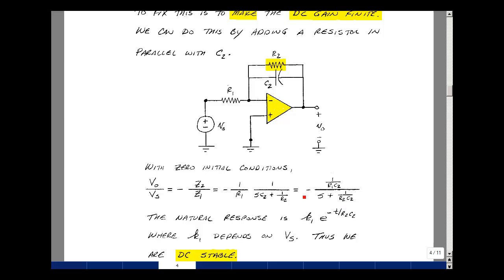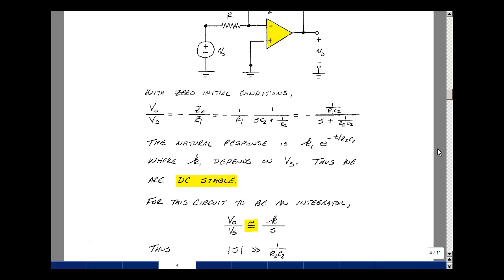The inverse Laplace transform of this is some constant K1 times e to the minus t over R2C2. It would depend on the value of what we hook up for V sub s as we multiply that out and do our partial fraction expansion. But this term does decay as t approaches infinity, and our circuit then would be stable for DC.